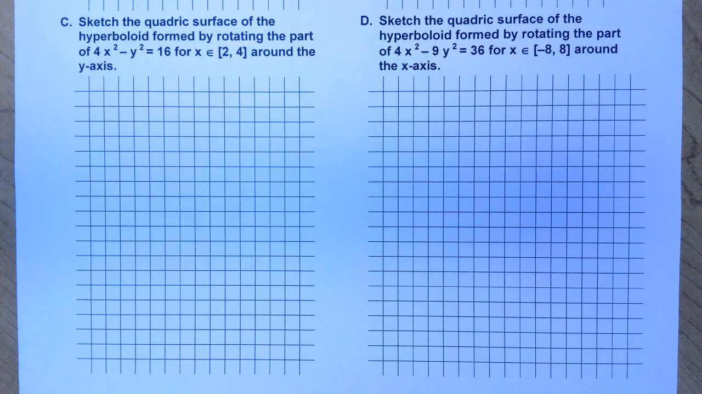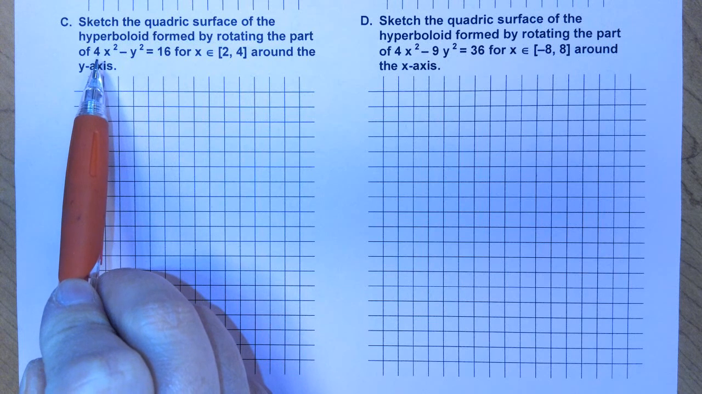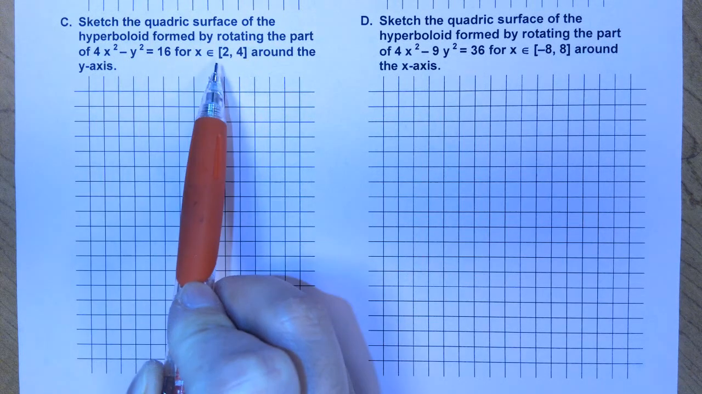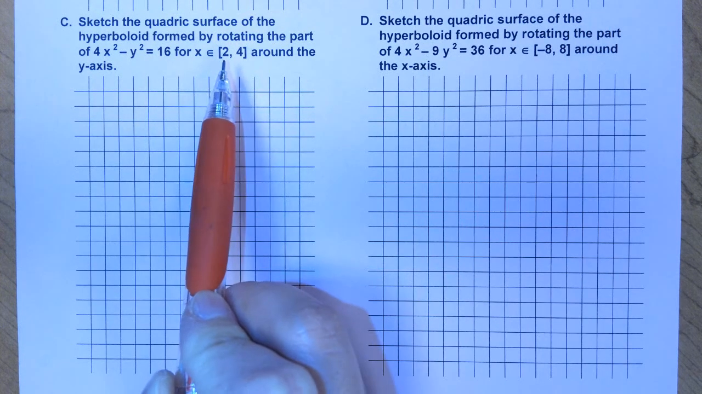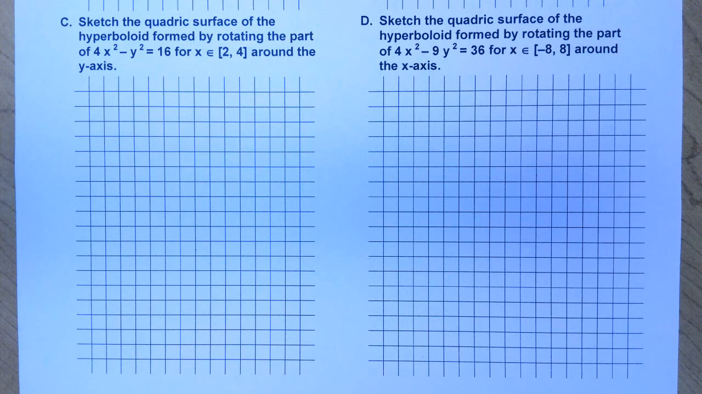So in example C, we want to sketch a quadratic surface of the hyperboloid that's formed by rotating the hyperbola 4x squared minus y squared equals 16 on a restricted domain of the x values between 2 and 4. Remember that we're including 2 and 4 here because of the square brackets. We're going to rotate that section around the y-axis.